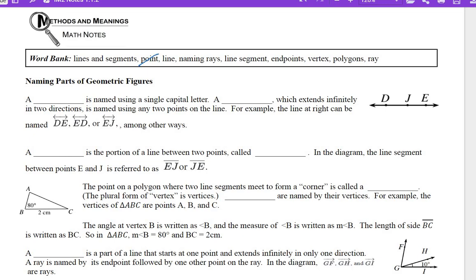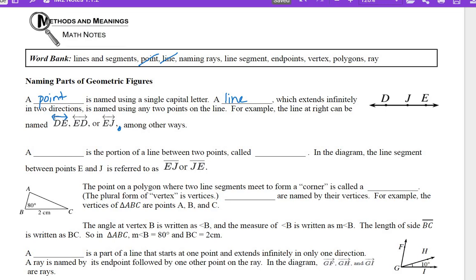A blank is named using a single capital letter. That's a point. For example, D is a point here. A line, which extends infinitely in 2 directions, is named using any 2 points on the line. So for example, line on the right could be DE, and you put on top of it a line with arrows going in both directions, ED or EJ. And there are other ways too that we could do it. So I'll take this out of the hard copy of notes.